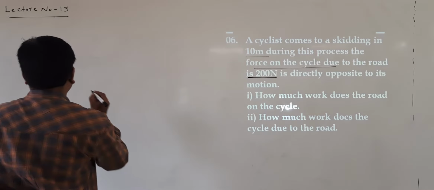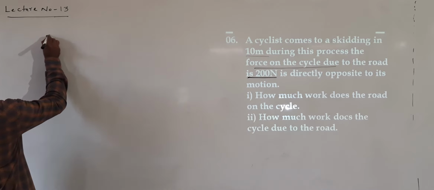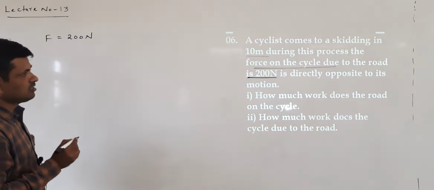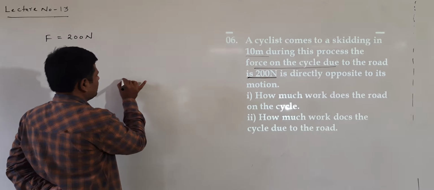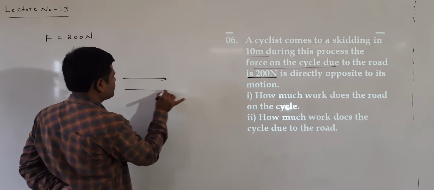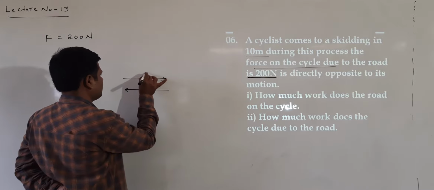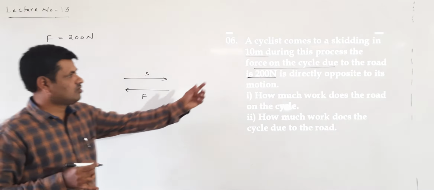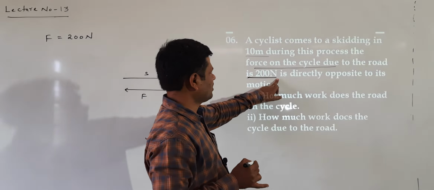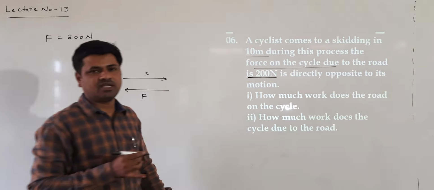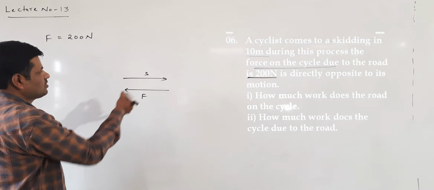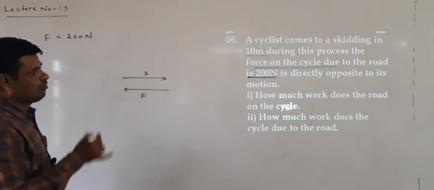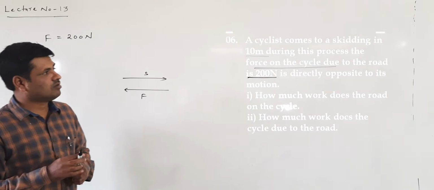Now here, what is the given force? Force F is equal to 200 Newton. It opposes the motion of the body. Suppose the displacement is taken in this direction, then the force is acting in the opposite direction because it opposes the motion of the body. That is, the force on the cycle due to road is 200 Newton, directly opposite to its motion. That is the meaning of this. Means force and displacement are in which direction? Opposite direction.